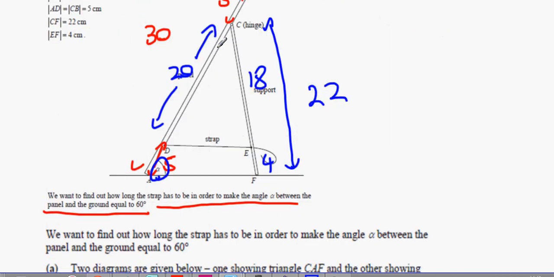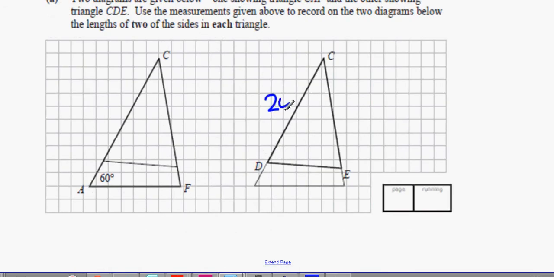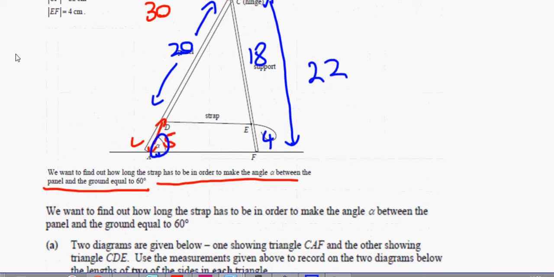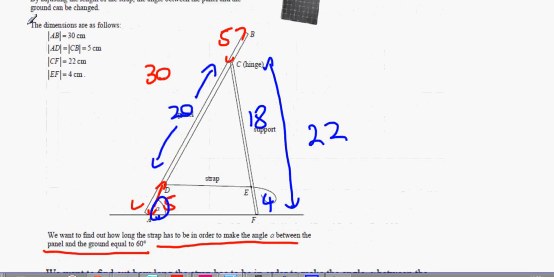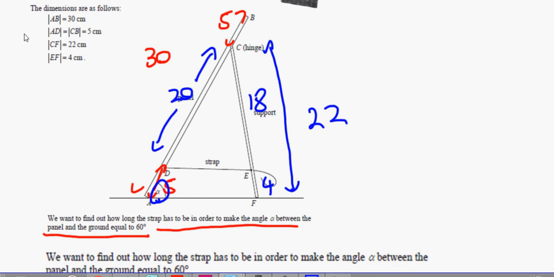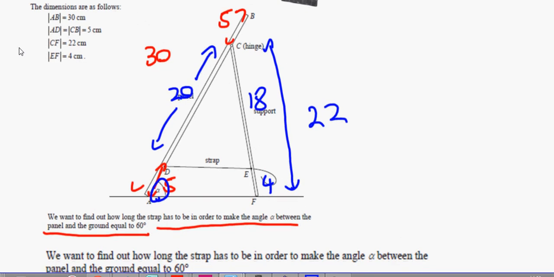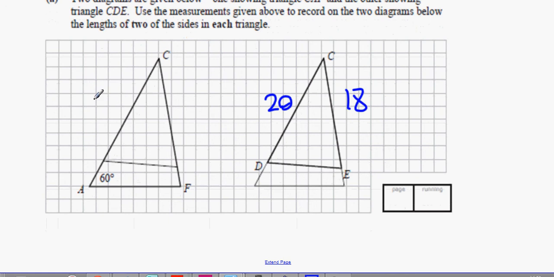It's going to be 20 and 18. The large triangle is going to be 25 and 22.